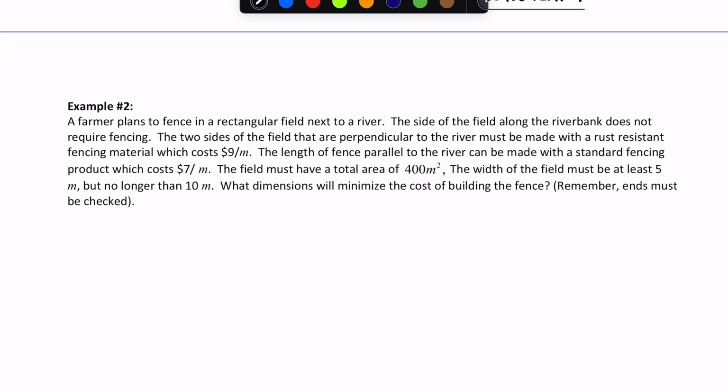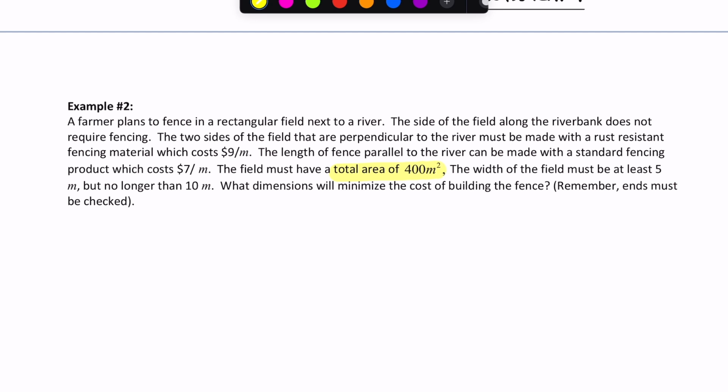Okay, so let's look at this next example here. It says, a farmer plans to fence a rectangular field next to a river. The side of the field along the riverbank does not require fencing. The two sides of the field that are perpendicular to the river must be made with a rust-resistant fencing material which costs $9 per meter. The length of the fence parallel to the river can be made with a standard fencing product which costs $7 per meter. The field must have a total area of 400 meters squared. So that's important.